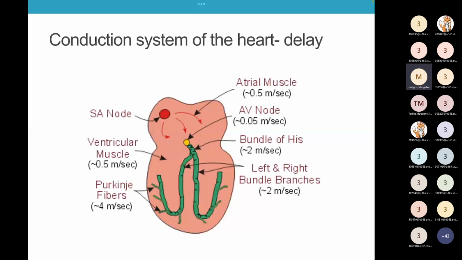This reduction of conduction velocity is called decremental conduction, and decremental conduction allows separation of atria and ventricles contraction.